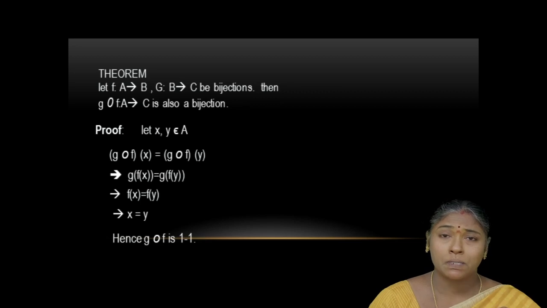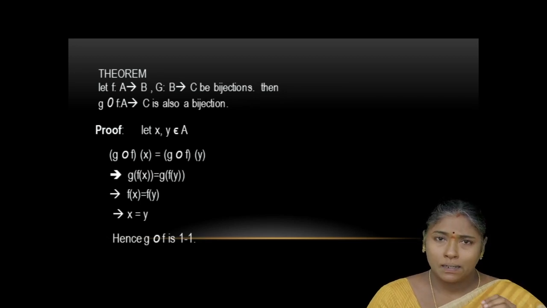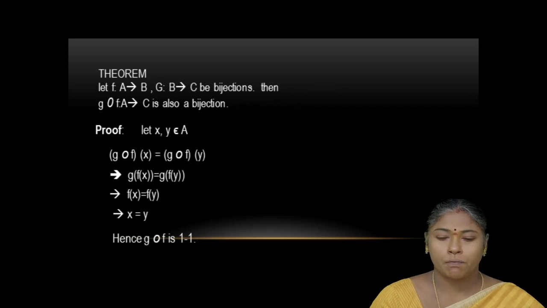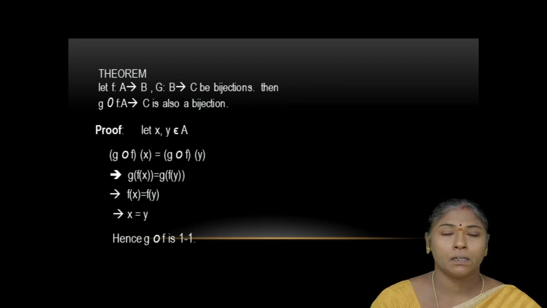You have to assume this condition for proving 1-1. g circle f can be rewritten as g of f of x equal to g of f of y. And once again g is a 1-1 function because g is bijective கொடுத்திருக்காங்க ஸ்டேட்மென்ட்ல. அப்ப நம்ம அதை எப்படி ரீரைட் பண்ணலாம்? f of x is equal to f of y. But once again f is also a bijective function. That is also given in your statement. f is bijection na f is 1-1 னு அர்த்தம். அப்ப f of x is equal to f of y will imply x is equal to y.